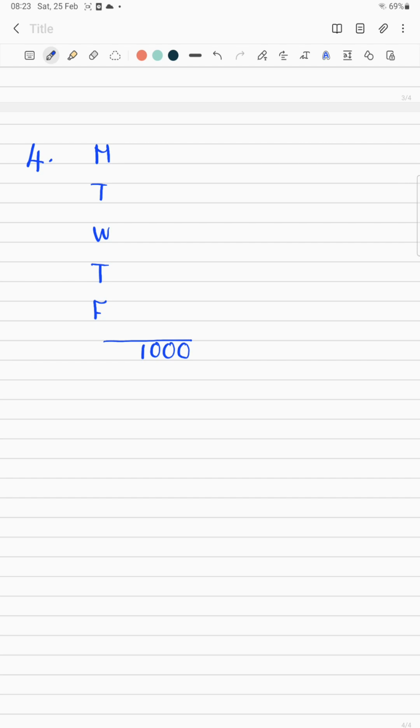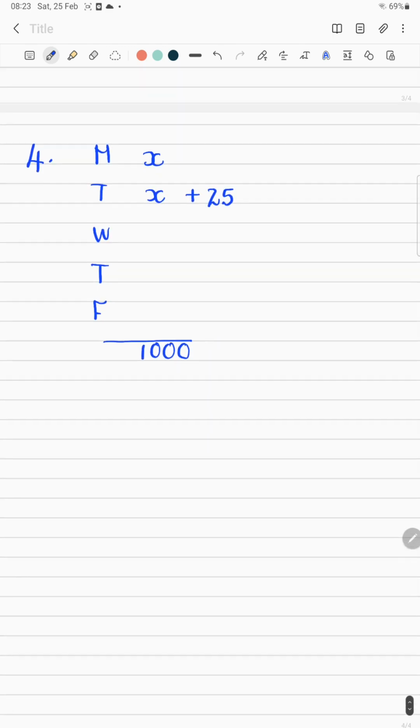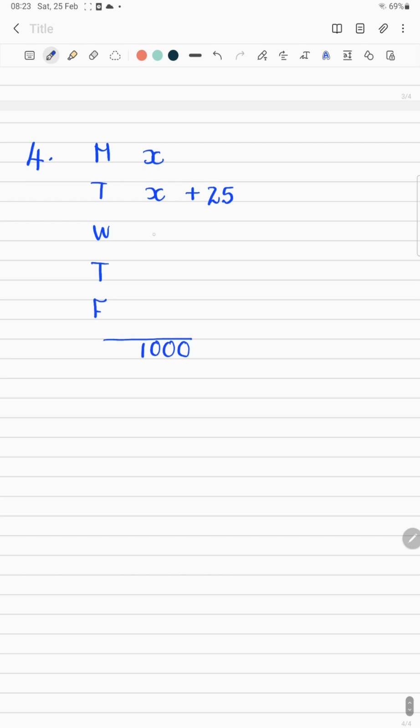So we have no idea how many eggs were laid on Monday, so I will say X number of eggs were laid. On Tuesday, X plus 25. X is just the placeholder for the unknown number of eggs. On Wednesday, 25 more than Tuesday, which will then be X plus 50. On Thursday, X plus 75. And on Friday, X plus 100. Now, all of this together must add up to 1,000.